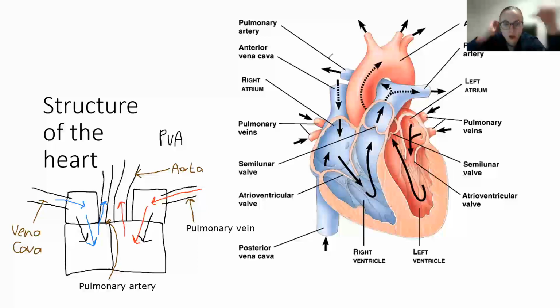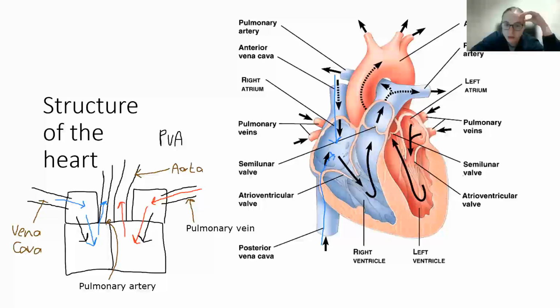So, like I said, they put on this diagram anterior vena cava. It should be superior, but I think you guys just need to know that it's one. So our deoxygenated blood is coming from our body into our vena cava. So it's coming from the top half of our body into that one, and the bottom half of our body into this one. Okay? It's going into our right atrium. All right?